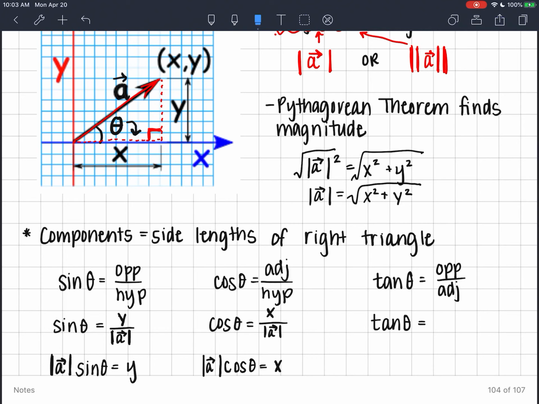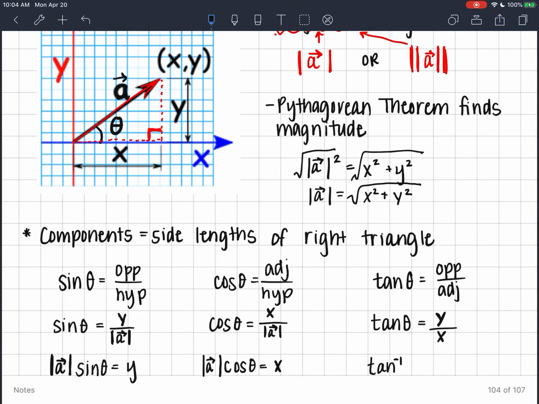Now let's say I didn't know my theta. Let's say I knew all of my side lengths, I knew x, y, and I knew my magnitude, but I didn't know theta. Our tangent function is actually very useful in finding theta. Let me show you how. I know that tangent of theta equals opposite over adjacent. And we just talked about how the opposite side length is y and the adjacent side length is x in this particular picture. If I wanted to solve for theta, I could use what's called an inverse function.